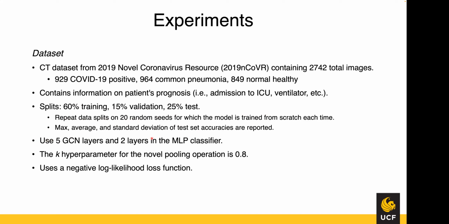So just some of the hyperparameters that they chose to use: 5 graph convolution layers and 2 layers in the MLP classifier. The K hyperparameter in that pooling operation is set to 0.8, and they use a negative log likelihood for the loss function. Okay.